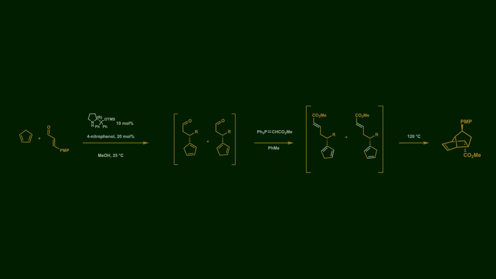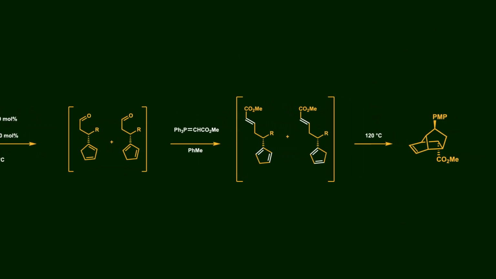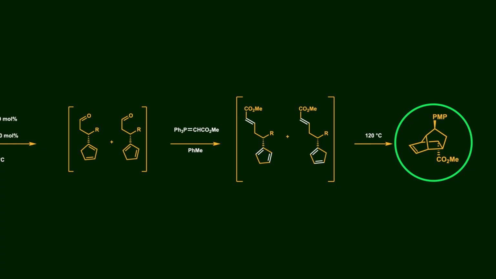These two products then undergo Wittig reaction to create the corresponding olefins. Notice that we obtain two regioisomer products, but the final product is a single diastereomer. What do you think about that? The key factor here is temperature.